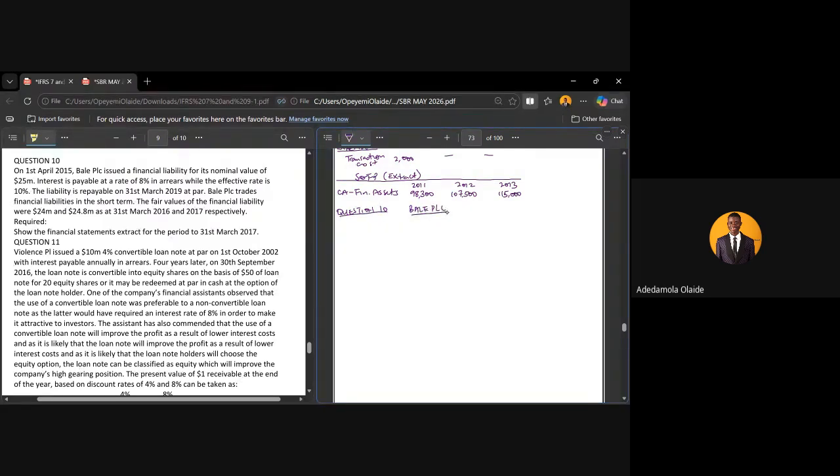Vale PLC issued the financial liability and they trade the financial liability in the short term. Since they are trading it, it means we'll be accounting for it using fair value through statement of profit or loss. And when we are accounting for it using fair value through statement of profit or loss, we'll be calculating the fair value difference every year.